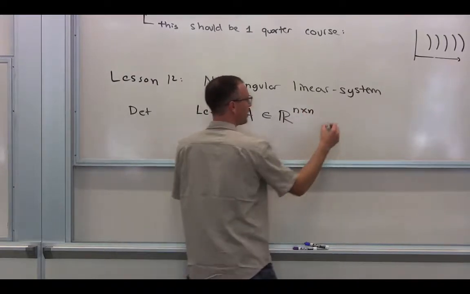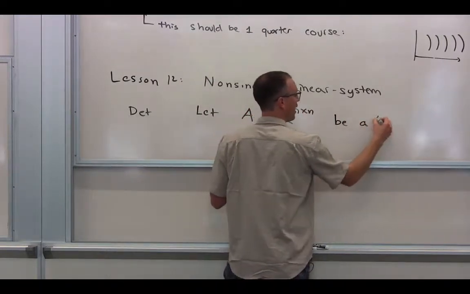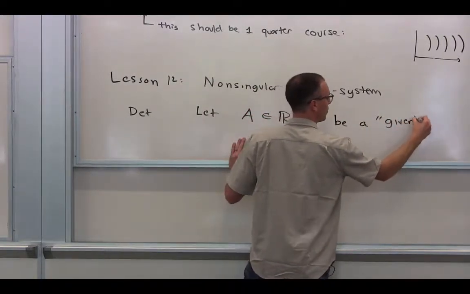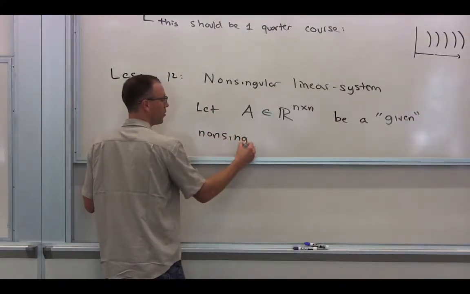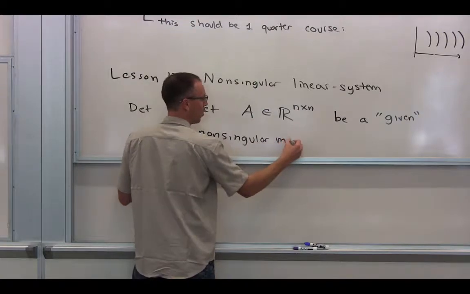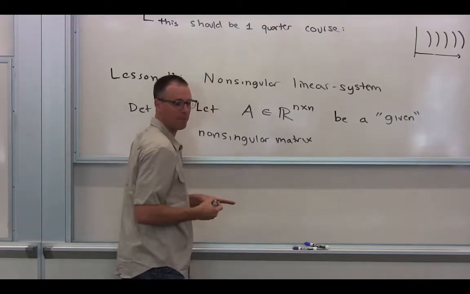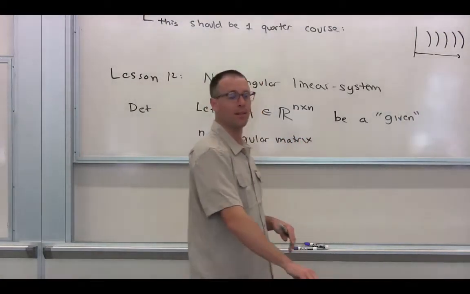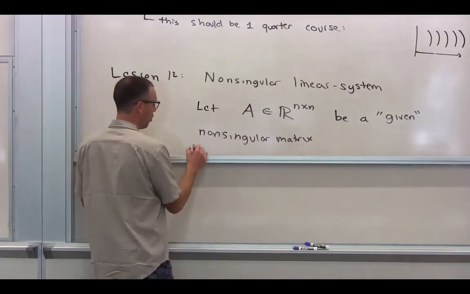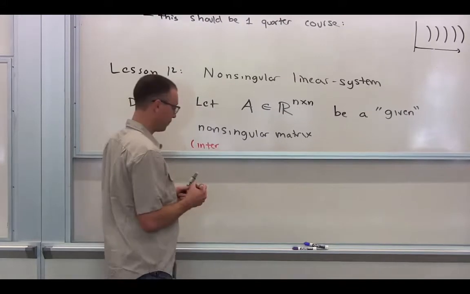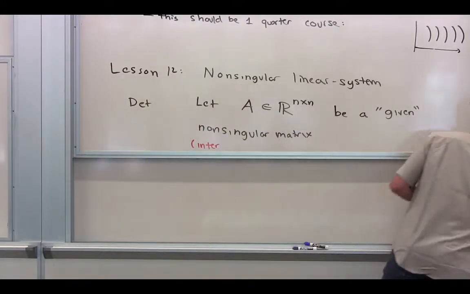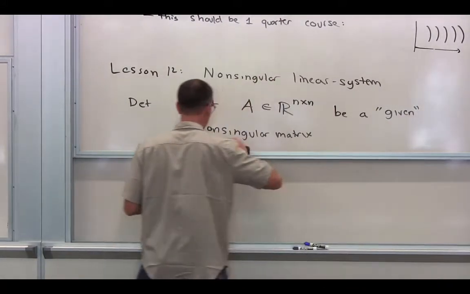We need a given non-singular matrix. We're not really sure what non-singularity means, right? Yeah, non-singularity, we will learn that that's called invertible. That's called lesson 14, what you just said.